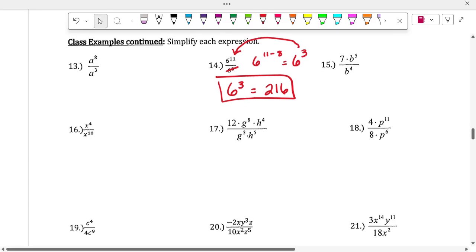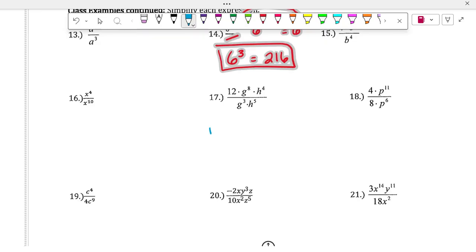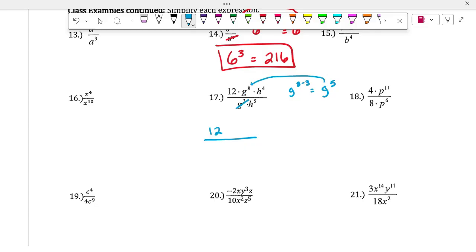All right, let's try a slightly harder one. Look at 17. So the 12 is just going to stay where it is because we're not dividing it by anything. What about the G's? What's my big minus small with the G's? 8 minus 3, so I got G to the 5th. Where does that g to the fifth go? Numerator, because that's where the 8 was. So I can cross out the g cubed on the bottom, and the g to the fifth is going to go back here.